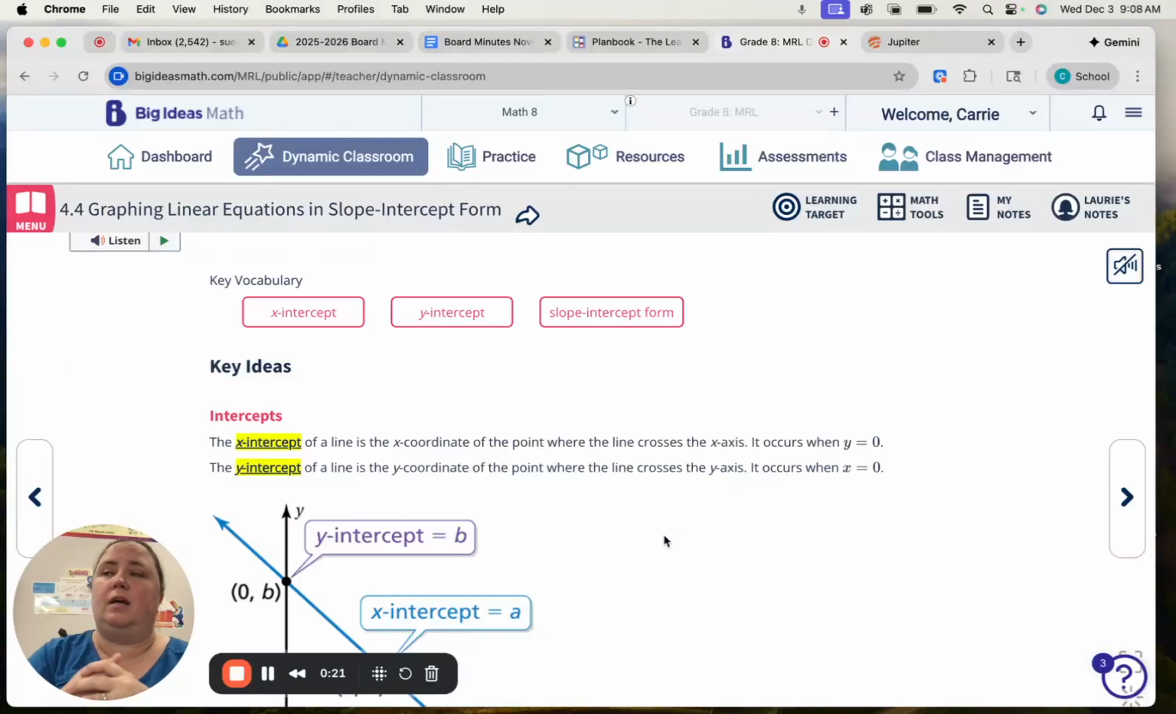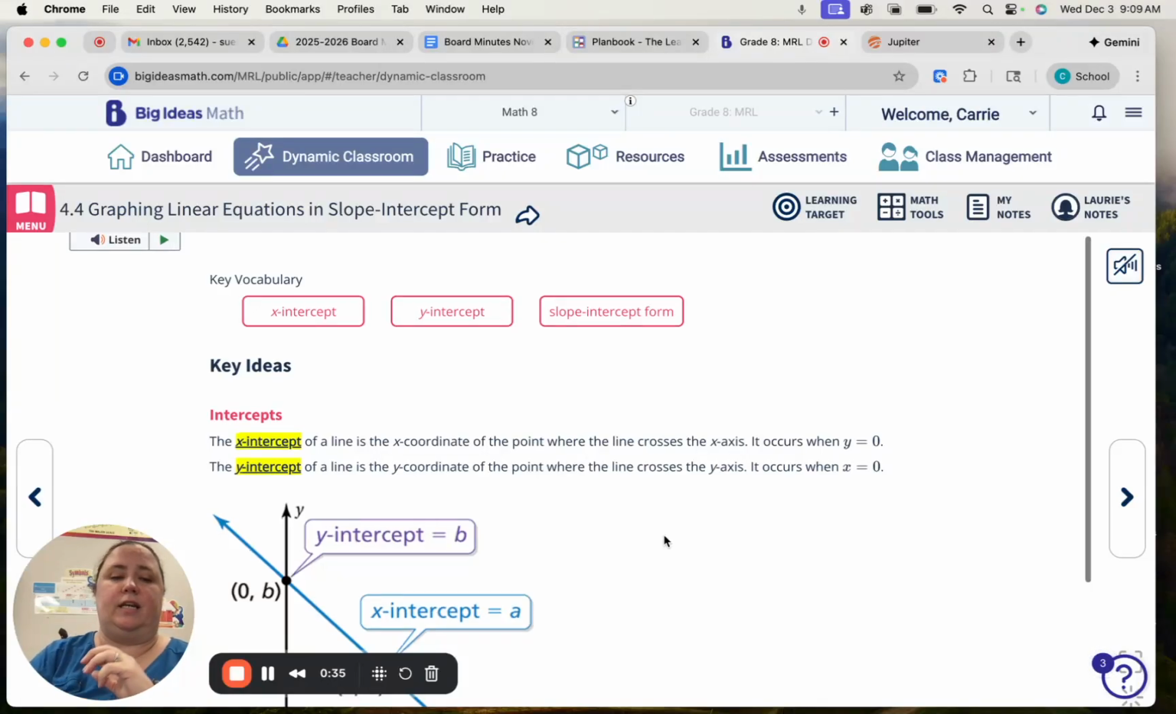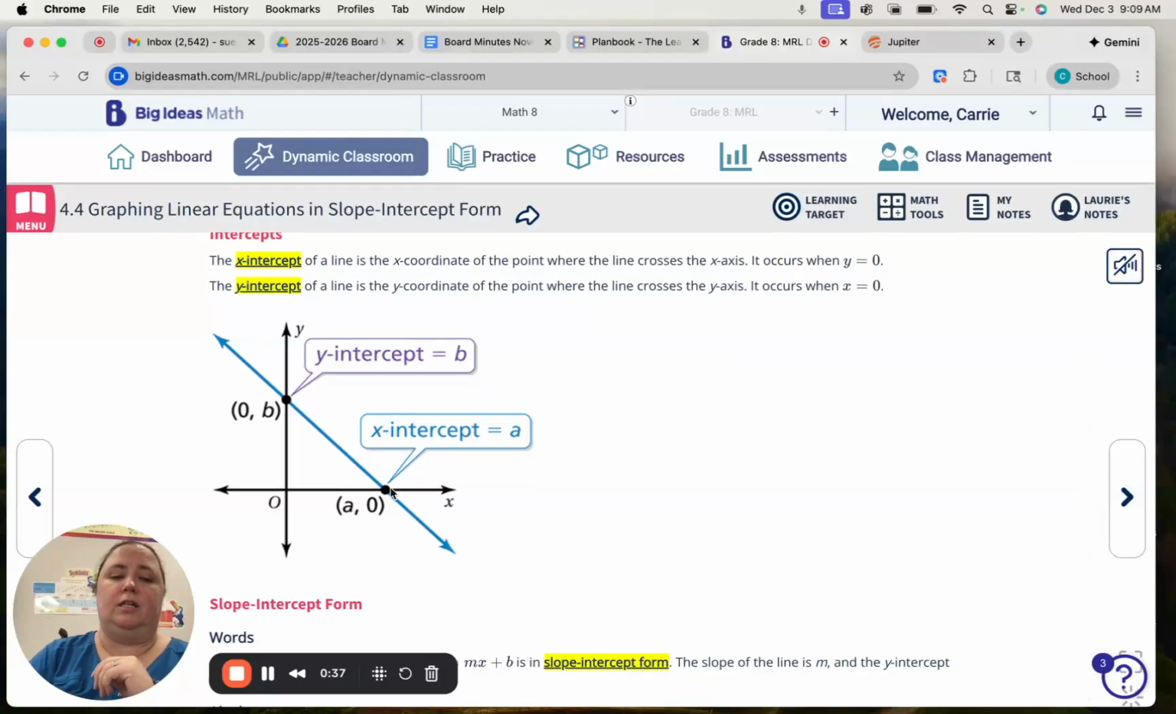Somebody want to tell me what the definition of an x-intercept is? The x-intercept of a line is the x-coordinate of the point where the line crosses the x-axis. It occurs when y equals 0. Very good. So the x-intercept, if you look at this picture, is where the line crosses our x-axis.